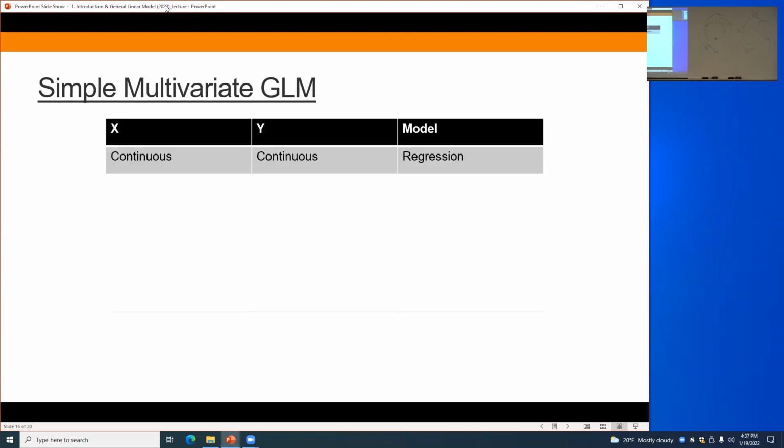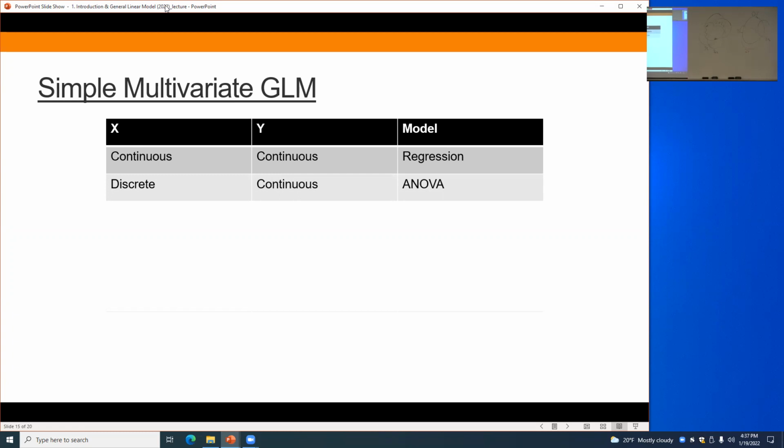In my simple multivariate GLM, I've got a continuous X and a continuous Y. I'm talking about a regression model. I've got a discrete X and a continuous Y, so a categorical X value, oftentimes a nominal variable. I'm looking at different groups of populations and a continuous outcome.